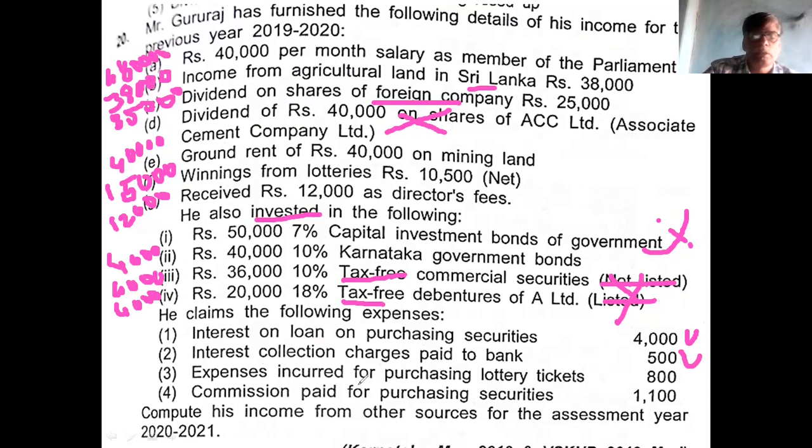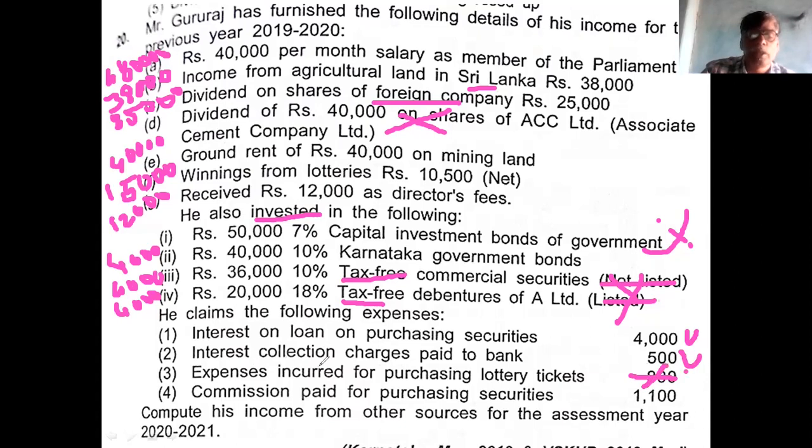Then expenses incurred for purchase of lottery ticket. Remember this point very carefully. For casual incomes, none of the expenses are allowable. None of the expenses are allowable. Remember this very carefully. So 800 is not allowed.